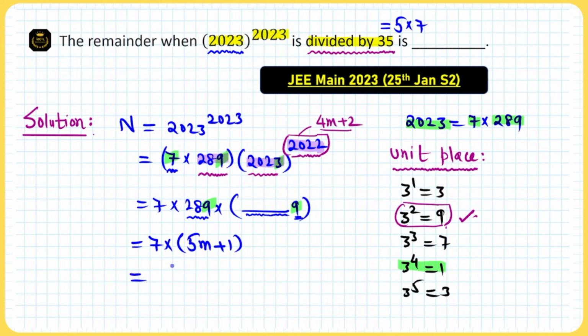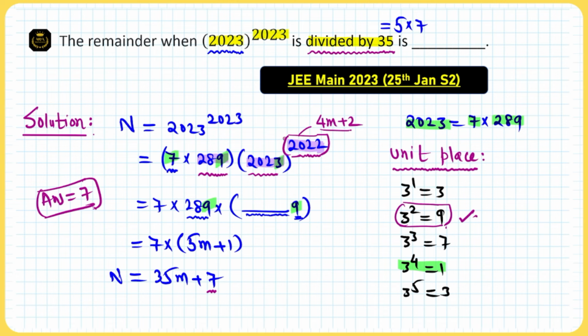And now one can write this as 7 into 5, which is 35, so 35 into m, where m is some integer, plus 7. So basically this is our number. If the number is of the form 35m plus 7, and I divide this number by 35, then what should be the remainder? It will be 7. So this was a very interesting problem, and without using binomial, simply by using cyclicity and some basic concepts, we can solve this problem.